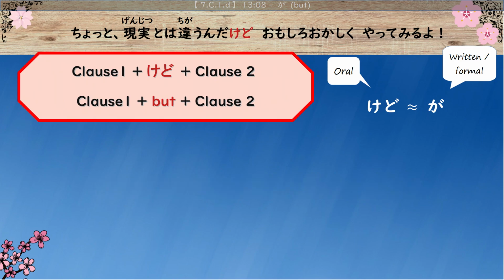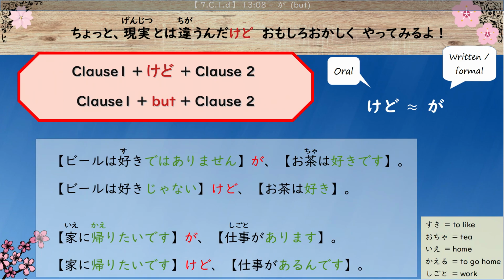So if you listen to everyday Japanese, you will barely hear ga. You'll encounter it from time to time, but it's kedo that you will hear all the time. So let's see different sentences where you use ga, where you use kedo. It's just to kind of show you the different registers that you can use.